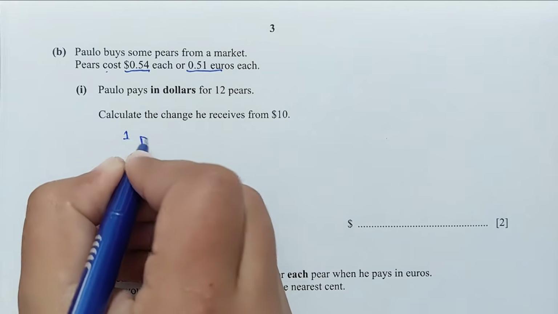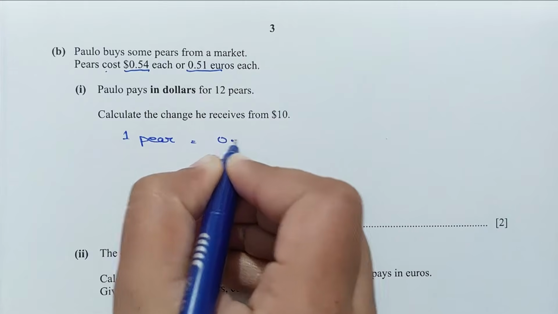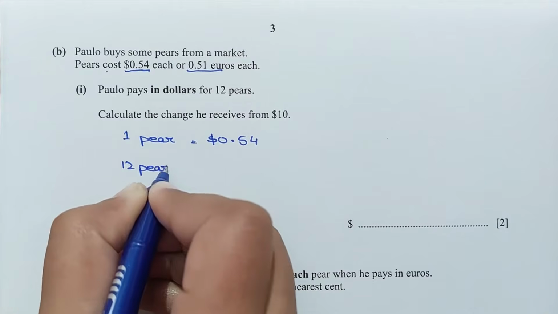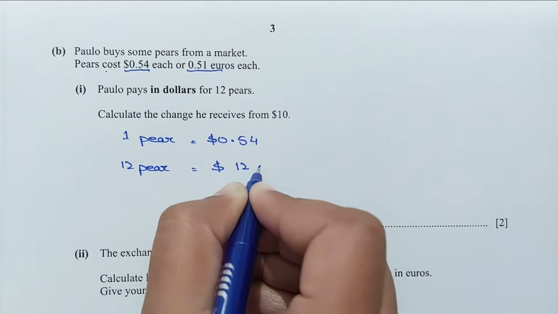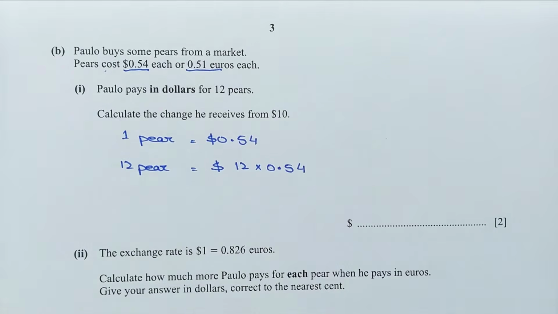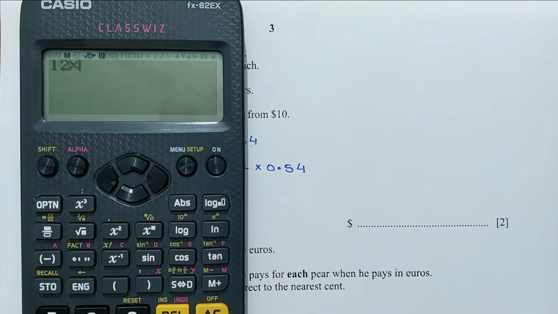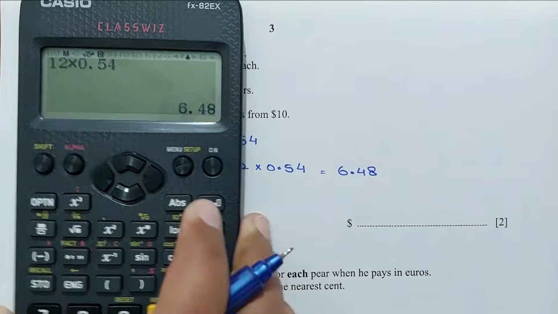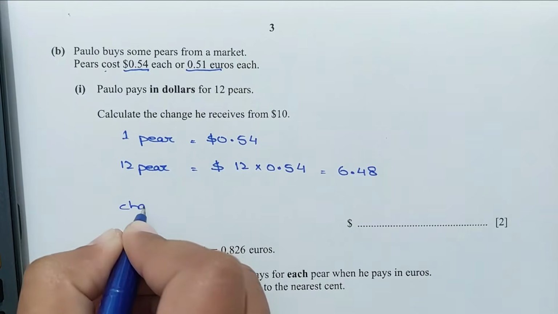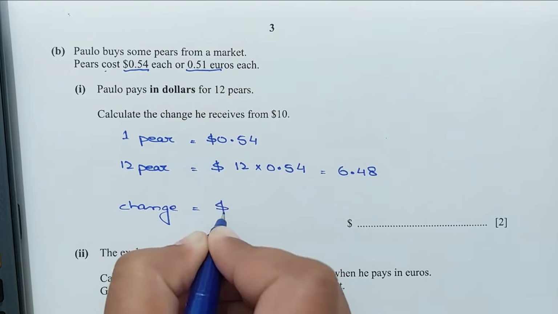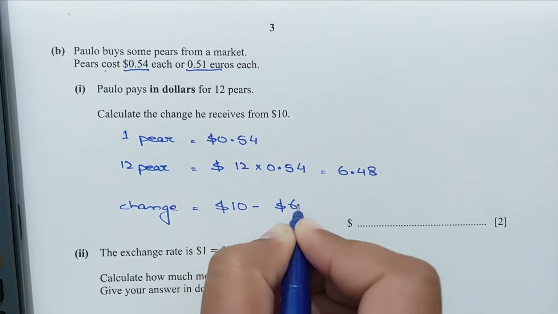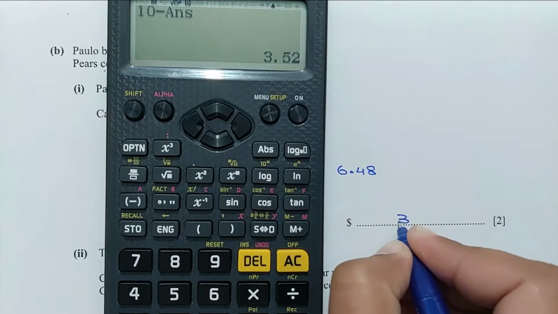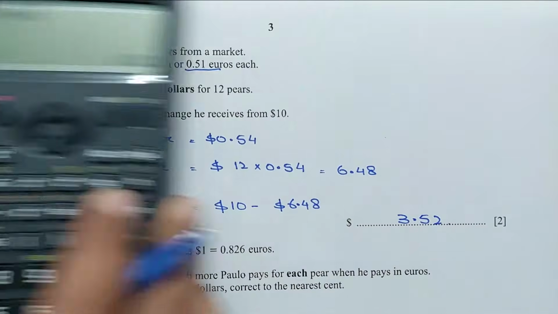So one pear is $0.54, right? Now for 12 pears, it is 12 times 0.54. This will be $6.48, right? Now we need to find out the change. This is from $10. We have to subtract $6.48, right? 10 take away the answer. So $3.52 is the change, right?